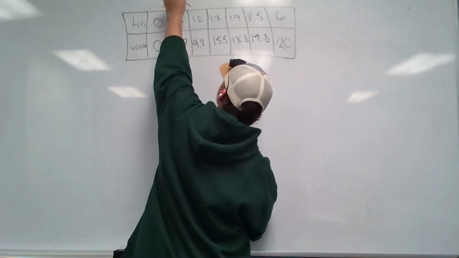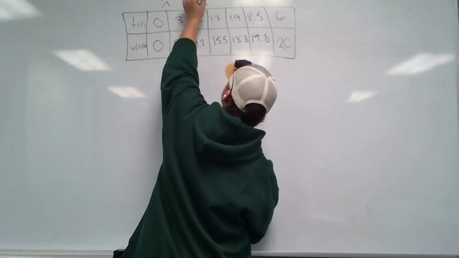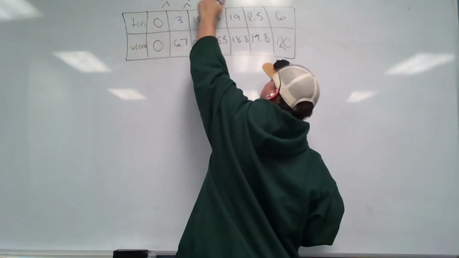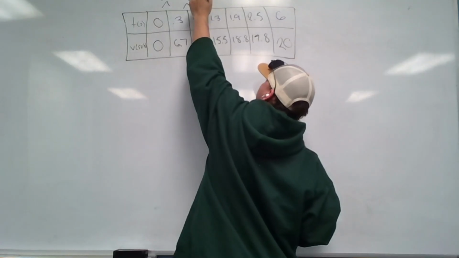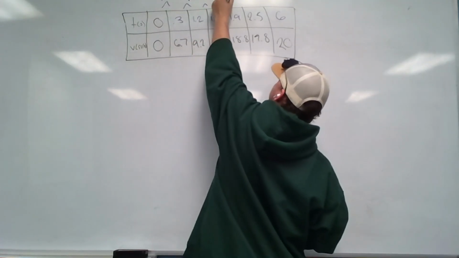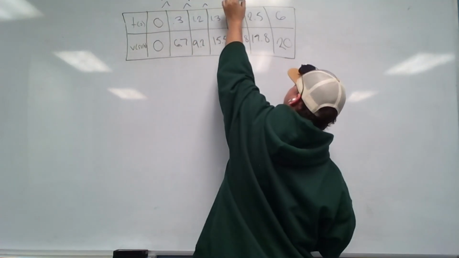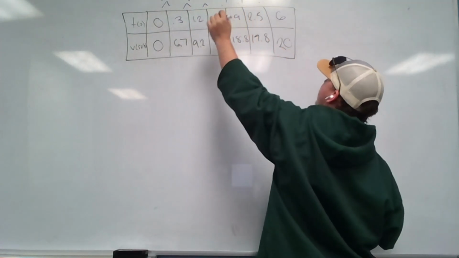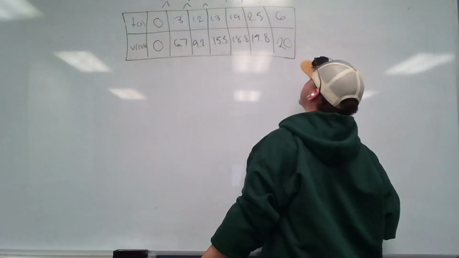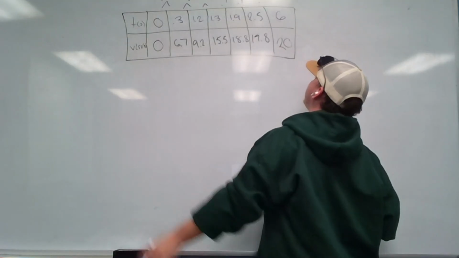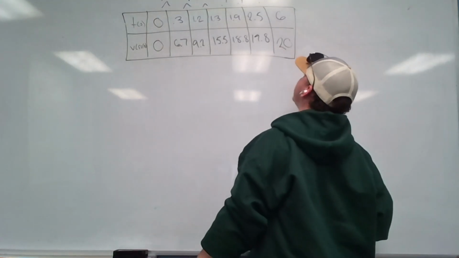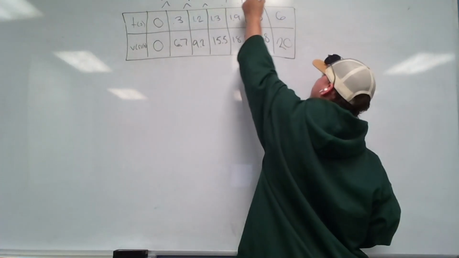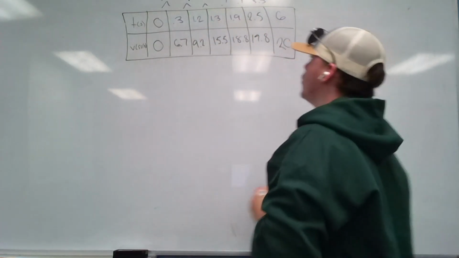Change in x here is going to be 0.8. Change in x here is going to be 0.1. Change in x here is going to be 0.7. Change in x here is going to be 0.4. Change in x here is going to be a lot, 3.5. So what do we do? We just plug them in.